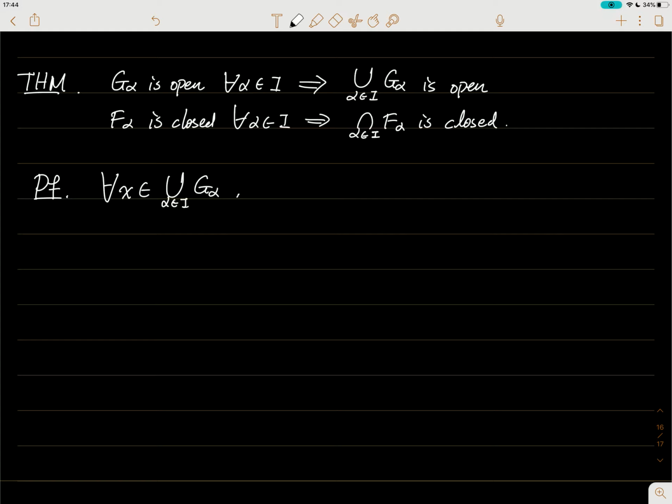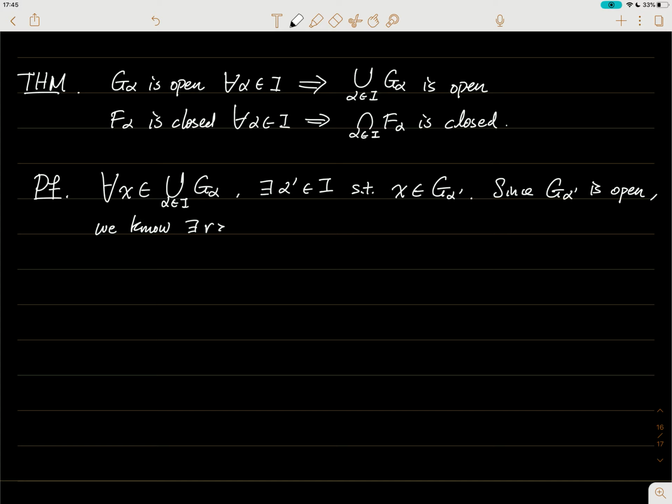Now to show this, I need to show that there is a ball centered at x with some radius, such that the entire ball is inside this union, inside this set. Because x is in the union, x must be in at least one of the G alpha. So there exists alpha prime such that x belongs to G alpha prime. Because every one of them is open, G alpha prime is also open.